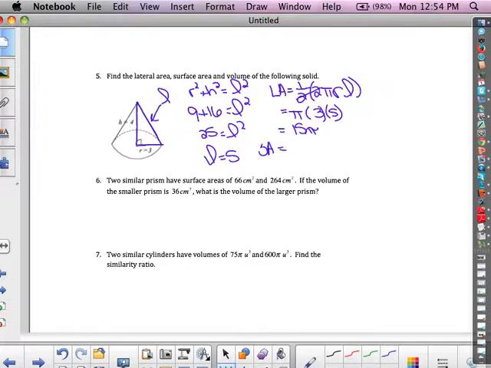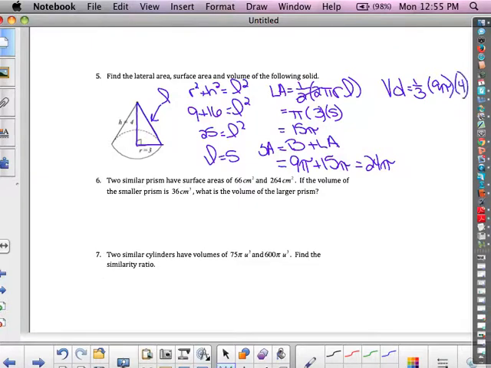Then the surface area is the area of the base plus the lateral area. The base is a circle, so the formula is pi r squared. That's going to give me 9 pi plus the lateral area, which was 15 pi, or 24 pi. Finally, the volume. The volume is 1/3 the area of the base. We found the area of the base to be 9 pi. This time, it's times the perpendicular height, which is 4. So this should give me 12 pi units cubed. For surface area, it's units squared, and for lateral area, it's units squared.